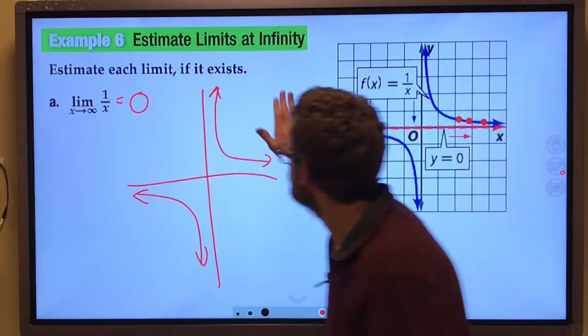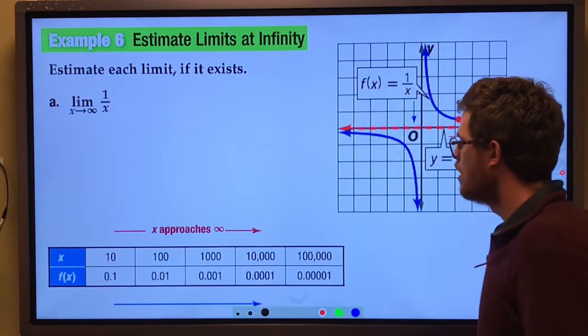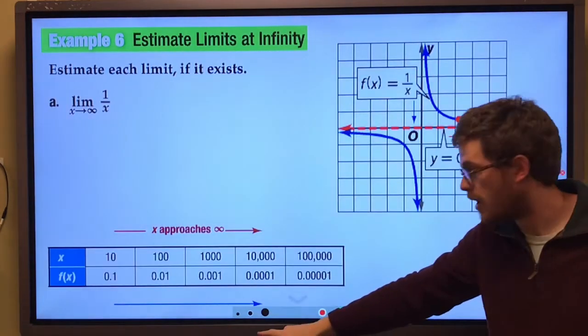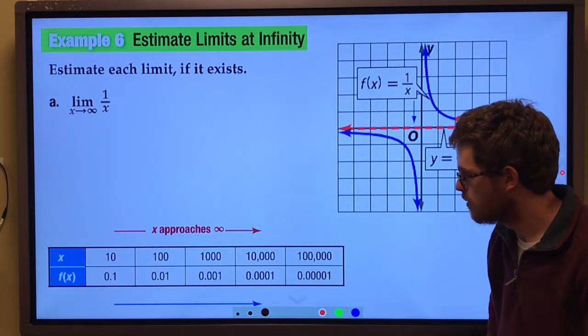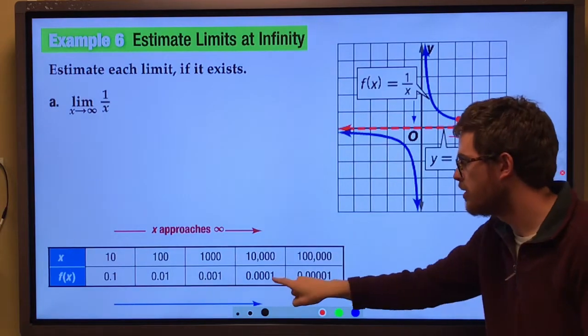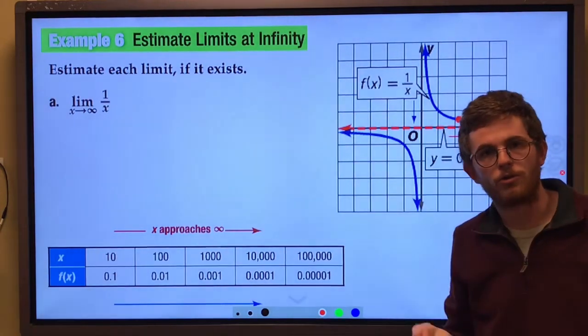So just because we understand x going to positive infinity is the end behavior on the right side, boom, we got it. And we can see as those x values get bigger and bigger, the y values get closer and closer to 0.